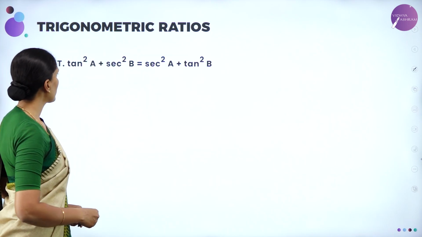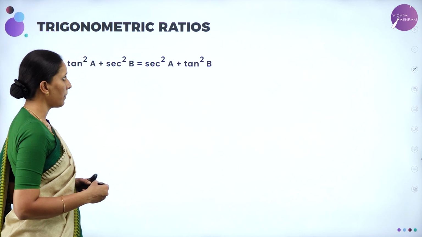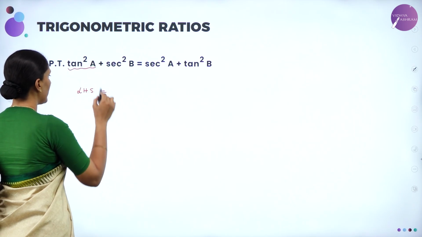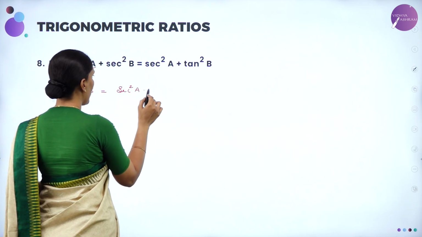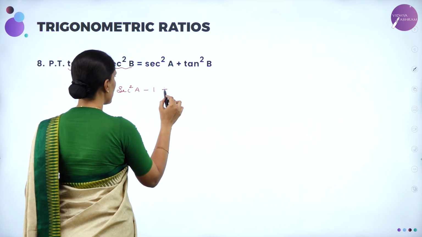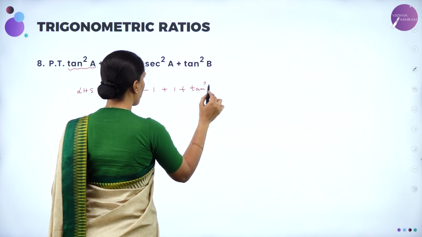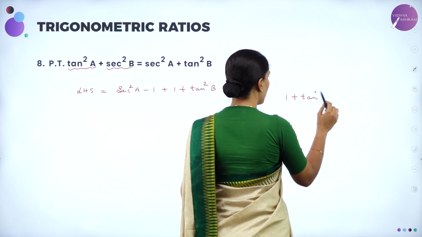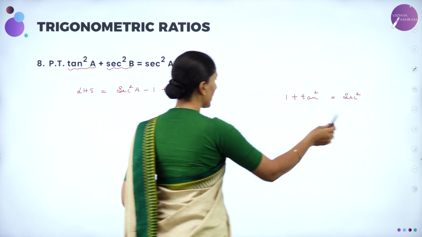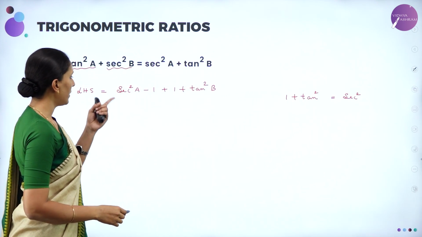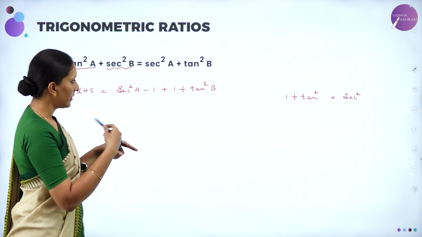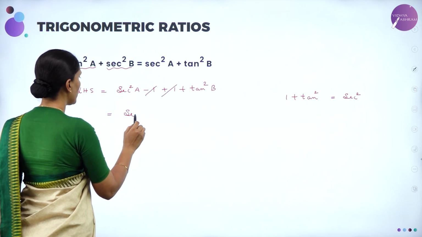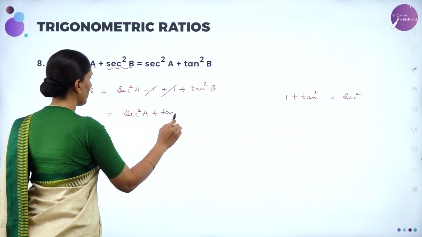Next one. Prove that tan square A plus secant square B is equal to secant square A plus tan square B. So consider the left hand side. Tan square A can be written as secant square A minus 1. And secant square B can be written as 1 plus tan square B. So using the identity, 1 plus tan square can be written as secant square. So just rearranging these terms, secant square can be written as 1 plus tan square and tan square can be written as secant square minus 1. Minus 1 plus 1 cancels. So we are left with secant square A plus tan square B.